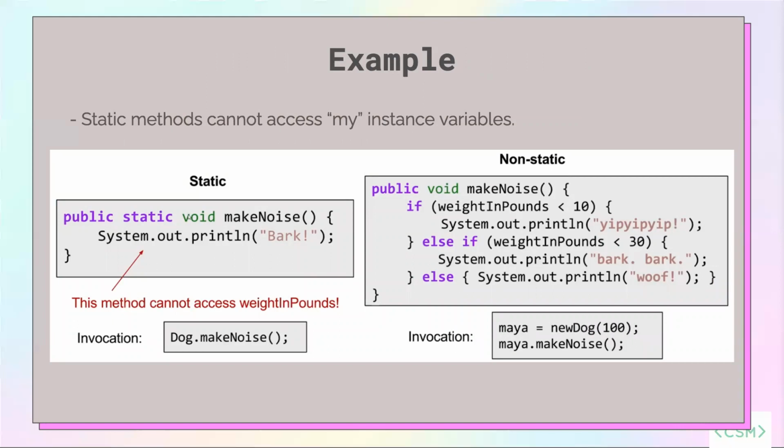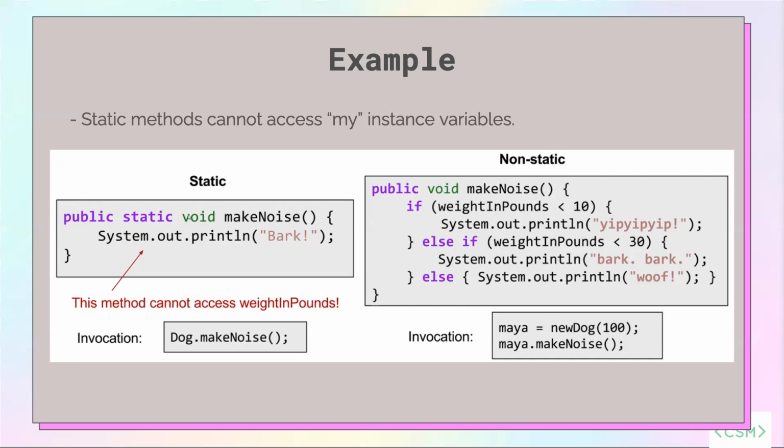We can call this method with dog.bark, where dog is the class name. On the right, we define an instance method. So we have to define an instance of a dog in order to call this method. So we do that and call it Maya. In our instantiation of Maya, we define its weight in pounds, which is 100, so that when we call Maya.makeNoise, it goes to the last else statement and it's going to print woof.